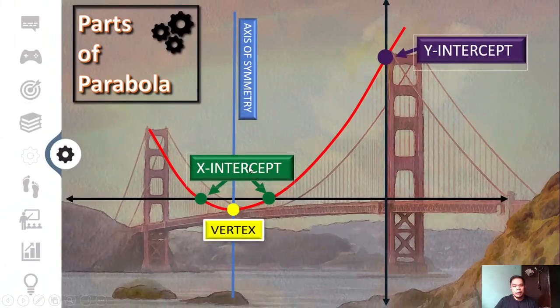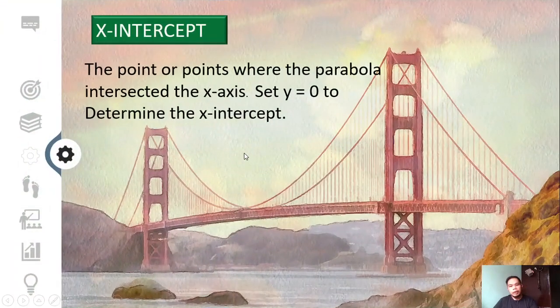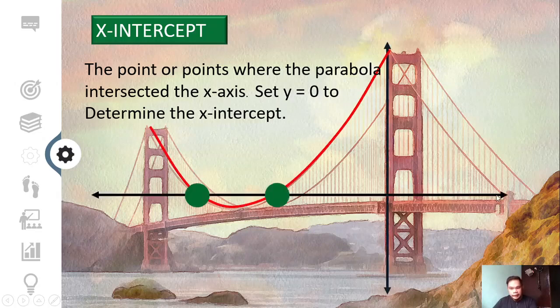Next, let's go to x-intercept. Now, when we say x-intercept, the point or points where the parabola intersects the x-axis. Okay. So, ito yung x-axis natin, di ba? Yung horizontal line. Okay. Kung saang point tumama ang parabola sa x-axis, then yung mga point na yon ang tinatawag nating intercept. Okay? Or x-intercept.